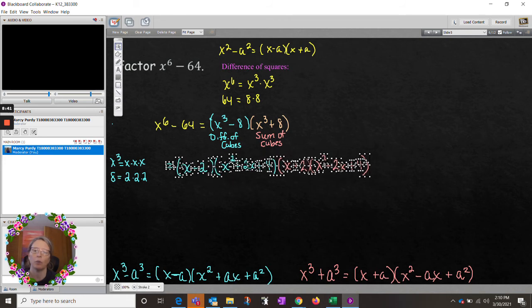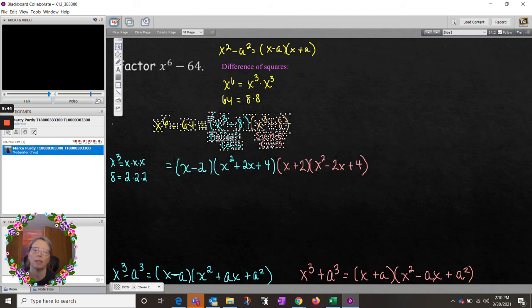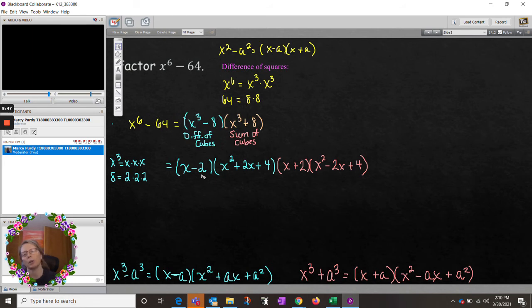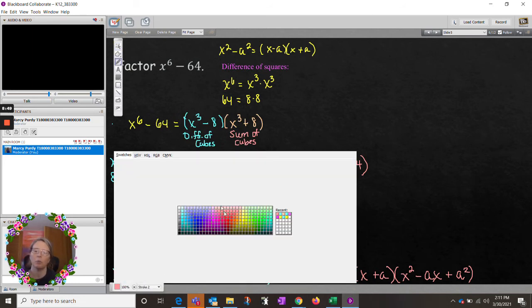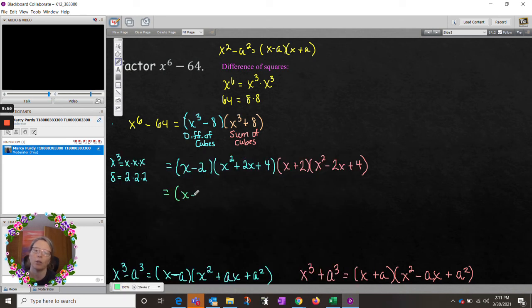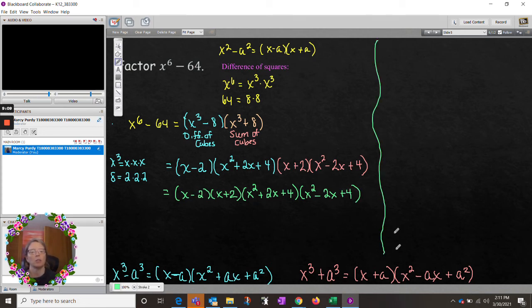And I'm going to slide this over a bit because I want to have room for our other problem. I am going to rewrite it so that we have the binomials first. So I'm just rewriting it so the binomials are first, and then I'll put the two trinomials. Okay, so the other way we're going to do this is, we're going to factor x cubed, I'm sorry, x to the 6th minus 64 as a difference of cubes.